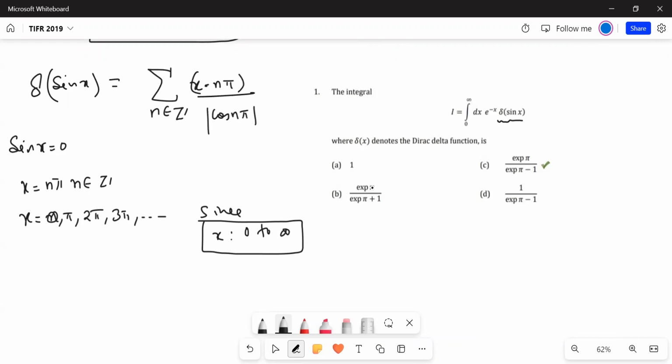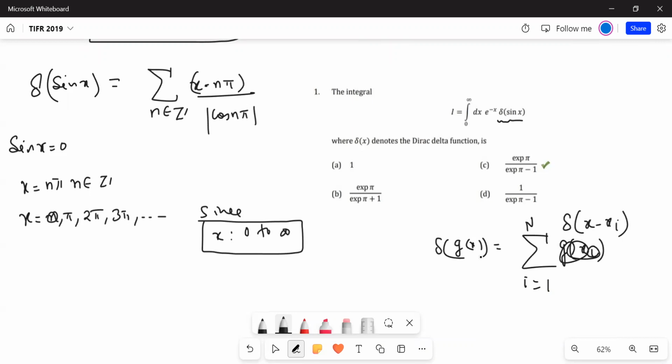Why modulus of cos n pi? Because the formula was Dirac of g of x is equivalent to the summation over i equals 1 to capital N, where xi's are the simple roots of g of x, of Dirac of x minus xi divided by modulus of g dash xi. And what is g dash xi?